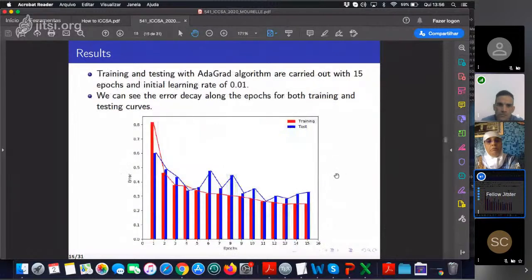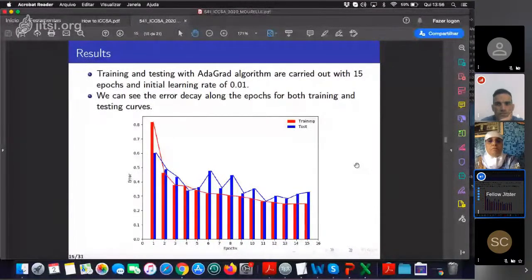And here we are observing the results based on the AdaGrad algorithm, carried out here with 15 epochs and an initial learning rate of 0.01. Also, we can see that the error decay along the epochs decreases for both training and testing curves.